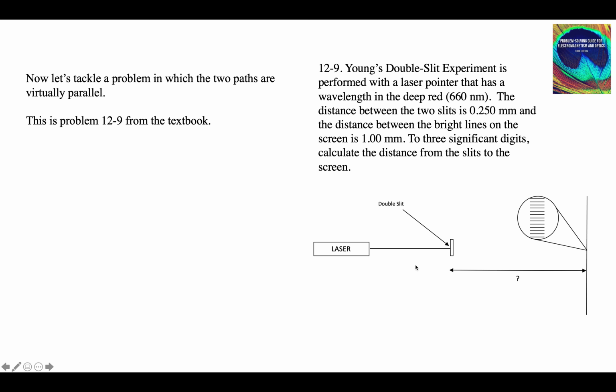We have a double slit. Two slits are very close together, 1/4 millimeter apart. The distance between the bright lines on the screen is 1 millimeter. What is the distance from the slits to the screen?